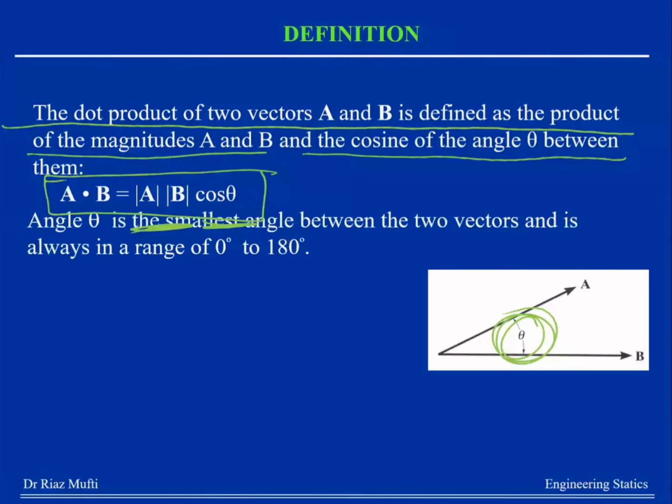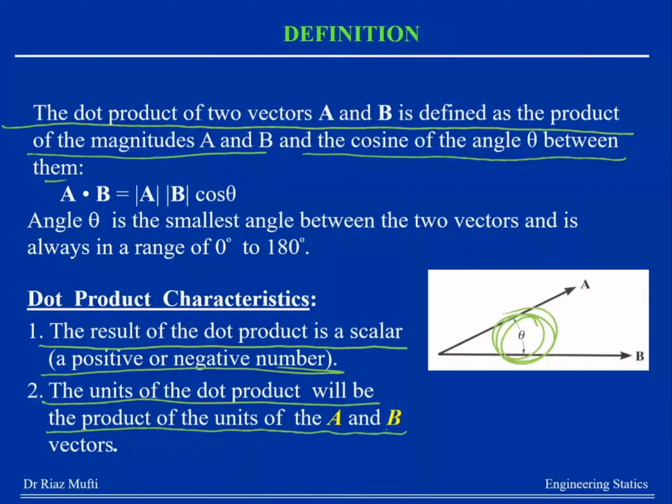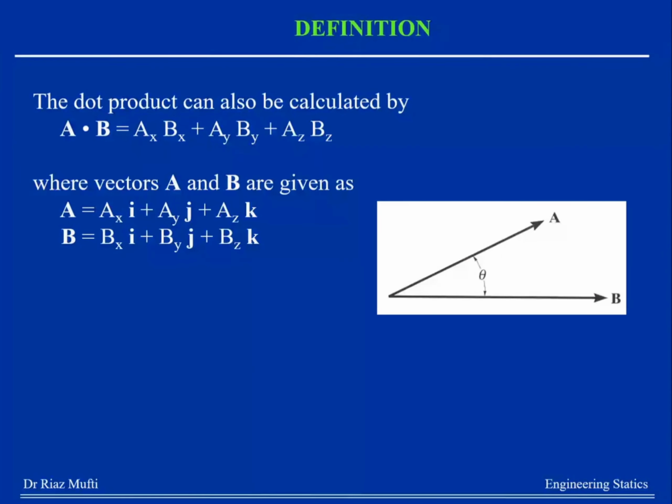Now, it says here the angle is the smallest between the two. That is, it ranges from 0 to 180 naturally. The result of the dot product is a scalar, which could be positive or negative. The units of the dot product will be the product of the units of the A and B vectors as usual. So let's look at this in more detail. The dot product A dot B is this.